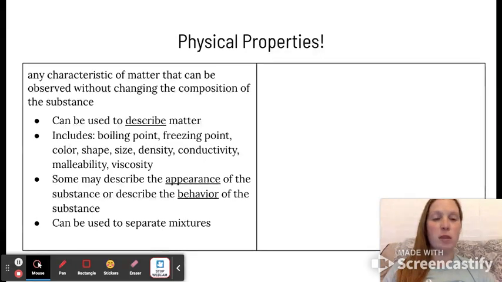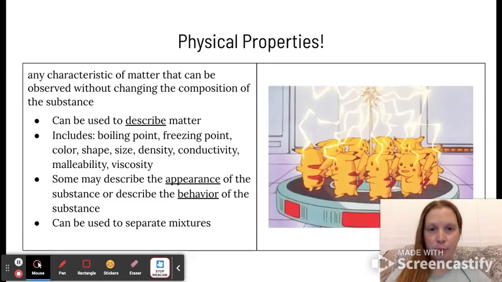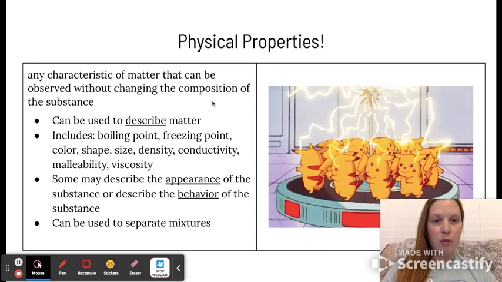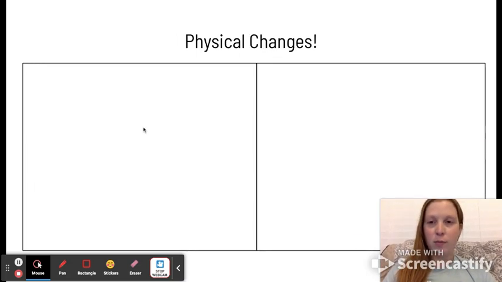And these can be used to separate your mixtures. So like distillation: distillation uses boiling point to separate substances. Filtration uses size to separate substances, just for examples. So here, Pikachu's pretty conductive.